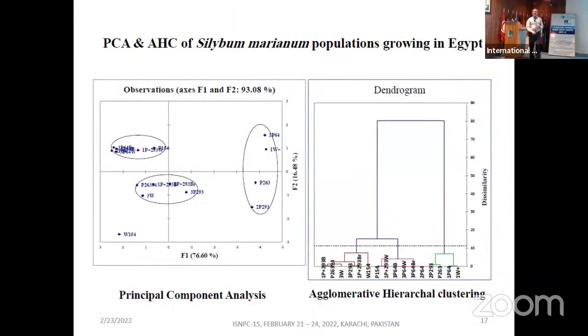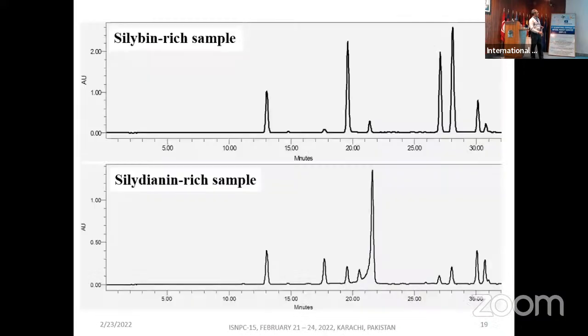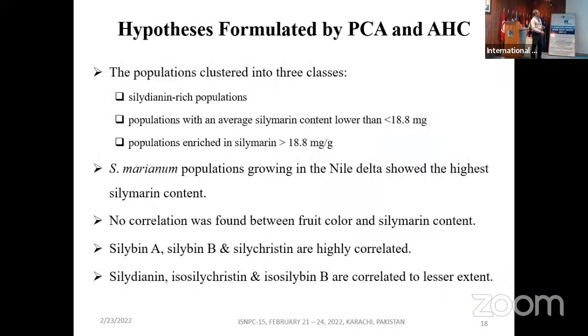Then we apply chemometric analysis, principal component analysis and agglomerative hierarchical clustering, to obtain mainly 3 clusters here from the principal component analysis, also confirmed by the agglomerative hierarchical clustering, for our populations of the plant growing in Egypt. Then we can generate these hypotheses out of the chemometric analysis. We can have 3 populations clustered into 3 classes.